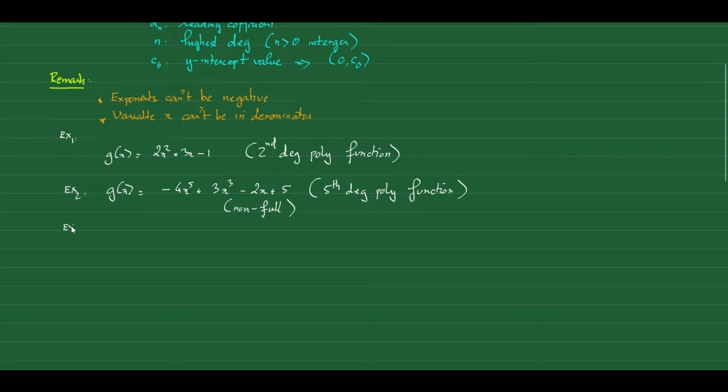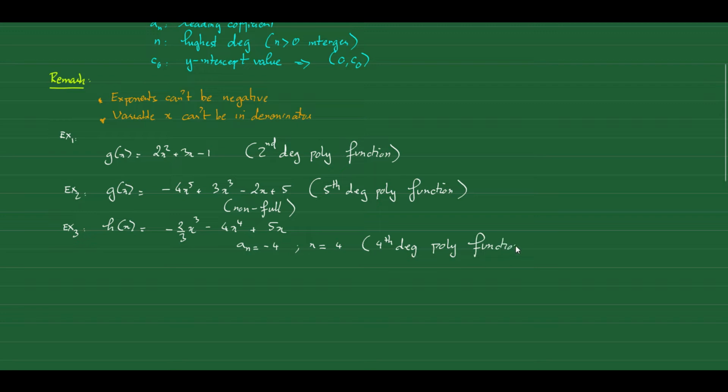How about this one? What if I have this? Negative 2 over 3 x to the 3rd minus 4x to the 4 plus 5x. Alright. So the highest degree over here is the 4th degree, even though one of the coefficients here is a fraction. The leading coefficient is negative 4, so a sub n is negative 4, and n is 4. Because n is 4, we know this is a 4th degree polynomial function.